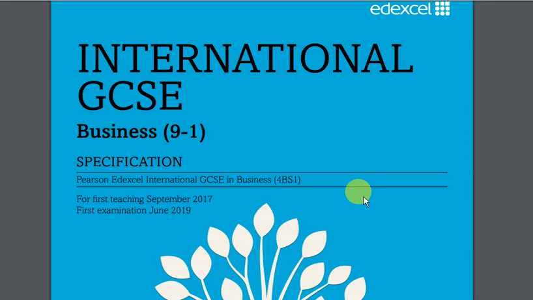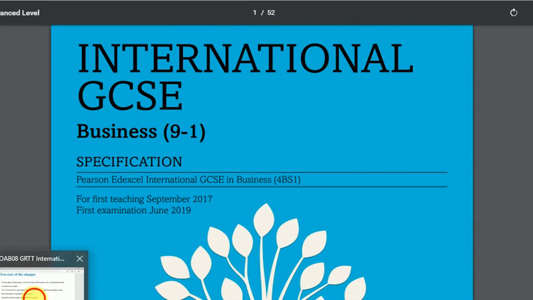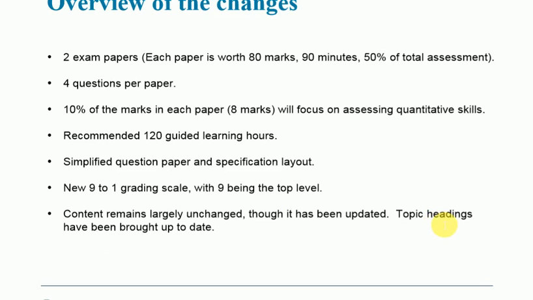Hi, this is a look at the new specification from Edexcel for International GCSE Business, code 4BS1, and it's the new 9:1 grading system, no longer A to E, and the first exam for this will be June 19. So the main changes from the old spec: there's now 2 exam papers of 90 minutes, both 50% of your assessment.